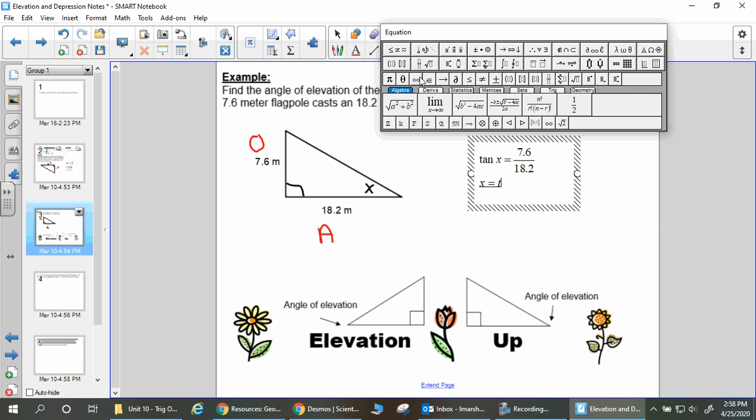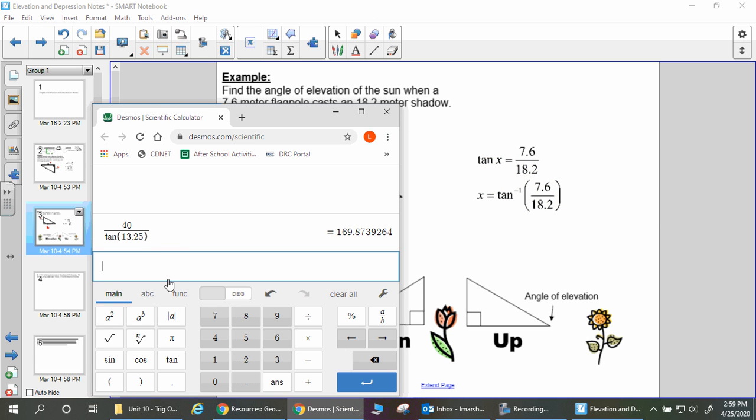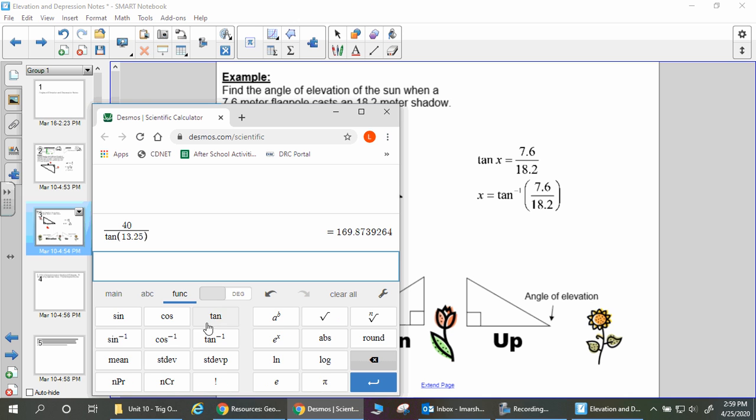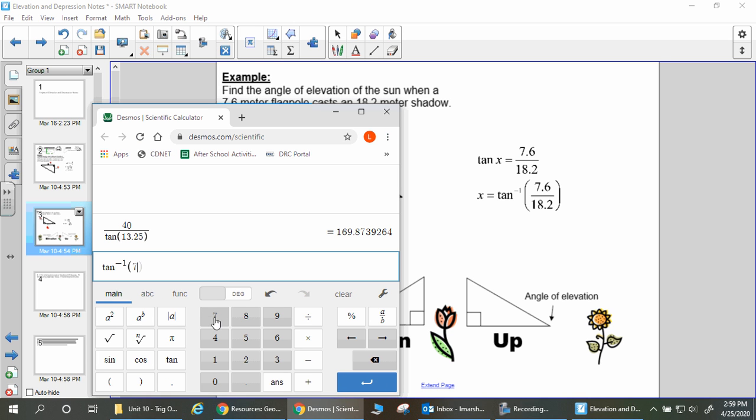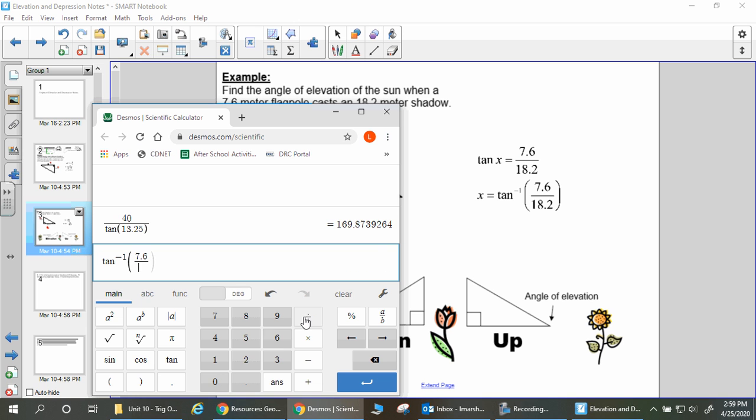Remember, this is where we are going to use our inverse or our tangent with a -1 so that we can find an angle measure. Oops, 18.2. There we go. And so with that, use that calculator. So I can pull that up here, right? I'm gonna go use my tangent of -1. We've got a 7.6 divided by 18.2.